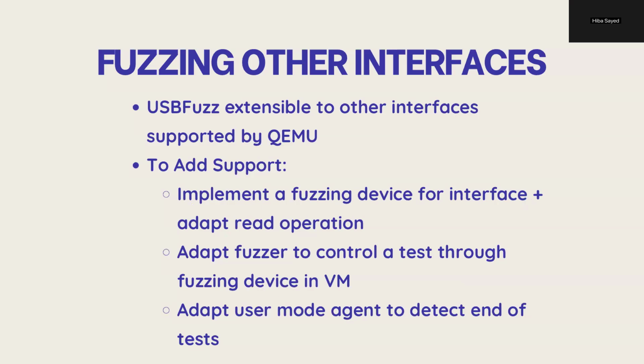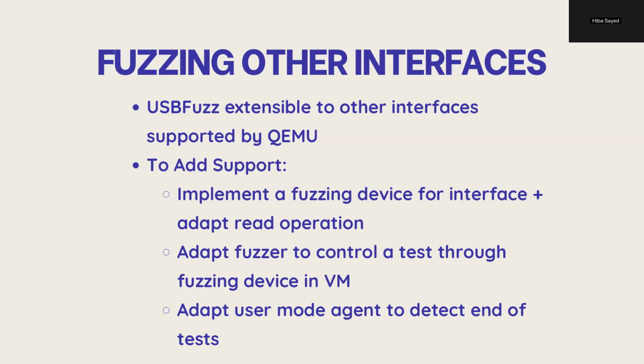Researchers can then implement a fuzzing device specific to that interface and ensure compatibility with the protocols and data structures involved. Once the fuzzing device is in place, the fuzzer adapts to generate the relevant input data tailored to the new interface. This step involves adjusting the input models, the mutation strategies, and the control mechanisms to align with the specific requirements of the target environment you're choosing. The user mode agent can also be modified to detect test completions and accurately monitor the system responses, which allows comprehensive feedback for all the fuzzing iterations that you go through.